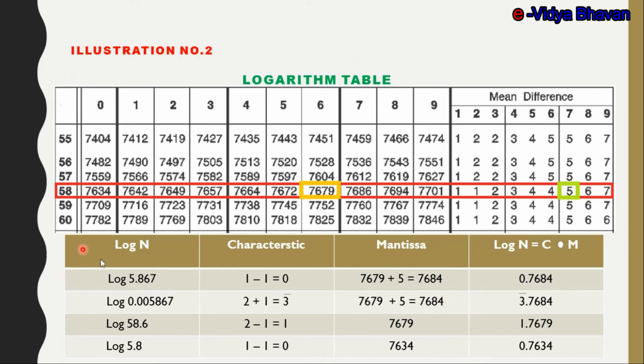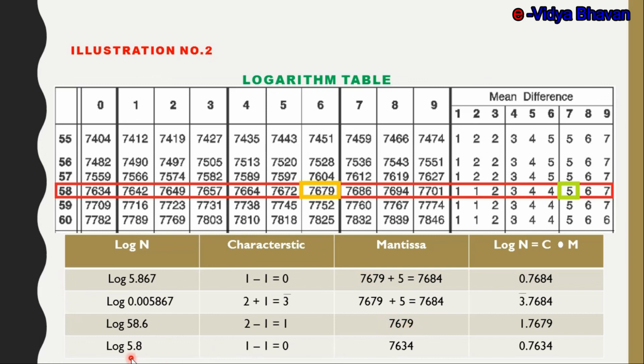Now see the third example, 58.6. Here one digit is missing. We don't have 4 digits, we have only 3 digits. So we will see only 58 in the main table and 6 in the difference table. But we will not see anything in the mean difference table. That means you have to see only 58, and in the difference table 7679. So no addition of mean difference.